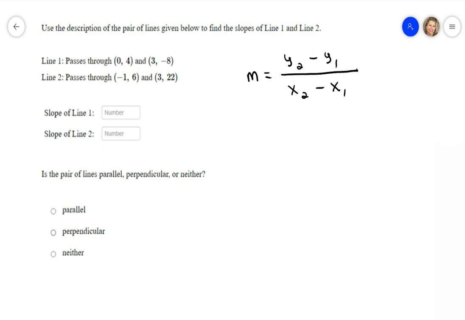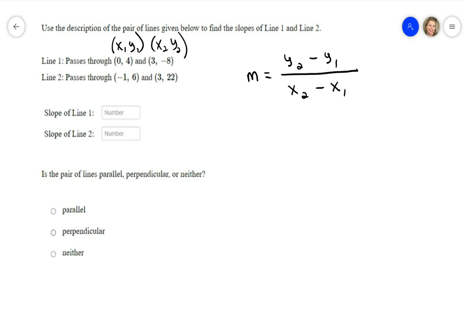All right, this problem says use the description of the pair of lines given below to find the slopes of line 1 and line 2. Now the slope formula is m equals y sub 2 minus y sub 1 over x sub 2 minus x sub 1, where x sub 1, y sub 1, and x sub 2, y sub 2 are any 2 points on your line. So when I'm looking over here, I'm going to see this first point as my x sub 1, y sub 1, and then the next point as x sub 2, y sub 2, because that's how ordered pairs work.